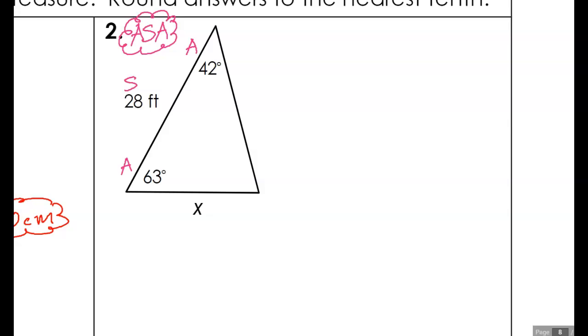We start setting this up, and we do sine of 42 over x, right? Sine of an angle over the side across from it. However, when I go to set up my second ratio, what issue do you see here? Exactly. The side length they gave us is not opposite the second angle they gave us. What can we do to fix this?